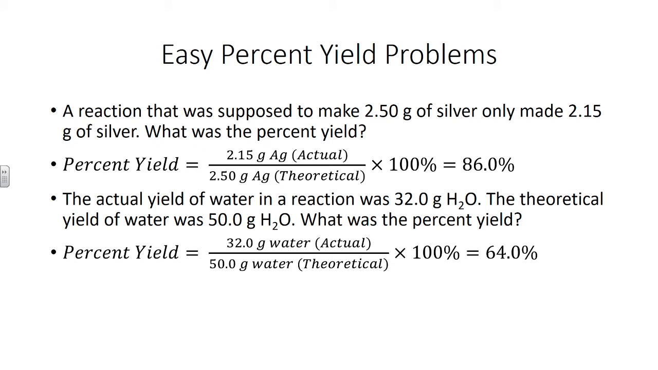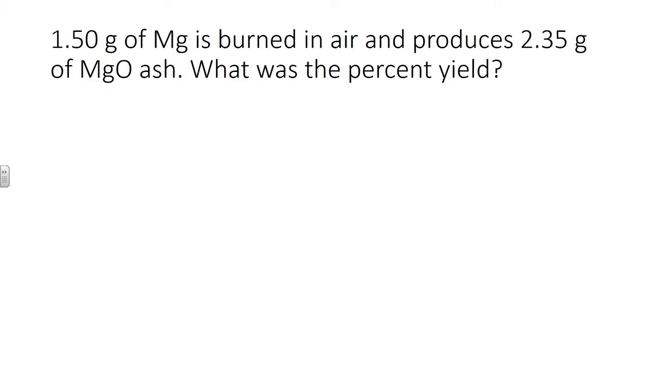Something that's not mentioned a lot with percents, but I'm going to go ahead and bring it up, is that they are dimensionless, because if you look at the units on top, grams of silver over grams of silver, grams of water over grams of water, they cancel. So percents are dimensionless. So let's go ahead and look at an actual problem that you might see that is a little bit more difficult. 1.50 grams of magnesium is burned in air and produces 2.35 grams of magnesium oxide ash. What was the percent yield?